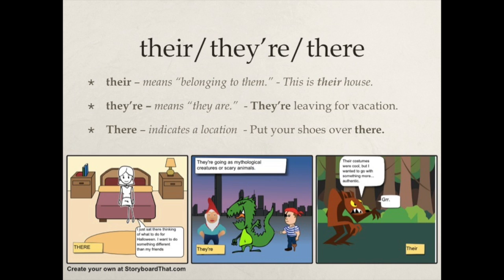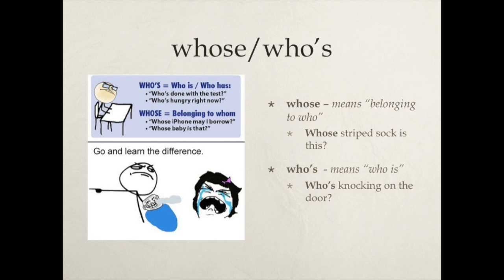All right, this next one is one that gets mixed up all the time and drives your English teachers absolutely crazy. These are the three different theirs. T-H-E-I-R means belonging to them. This is their house. T-H-E-Y apostrophe R-E is a contraction, meaning they are. They are leaving for vacation. T-H-E-R-E indicates a location. Put your shoes over there. This is one that is frequently missed, so take a minute and study this and make sure you understand and correctly use there.